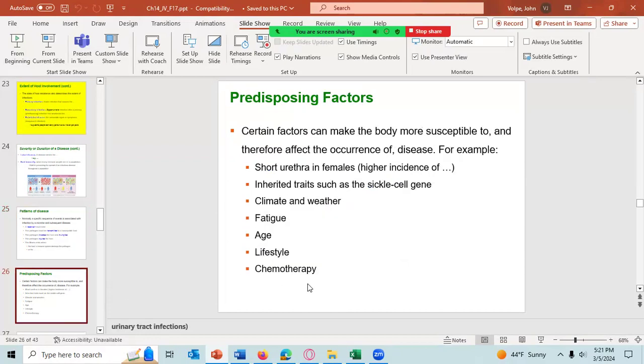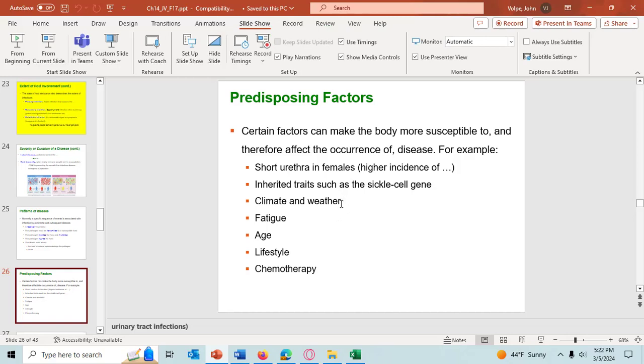There are predisposing factors that make the body more susceptible to, and therefore affect the occurrence of, a disease. For example, females have a higher incidence of urinary tract infection than males, and this is because they have a shorter urethra than males. There are inherited traits, like sickle cell anemia, or the sickle cell gene, that make the patient more susceptible to getting disease. Another trait, which is not exactly an inherited trait, is diabetes: diabetics are more susceptible to getting almost any disease.